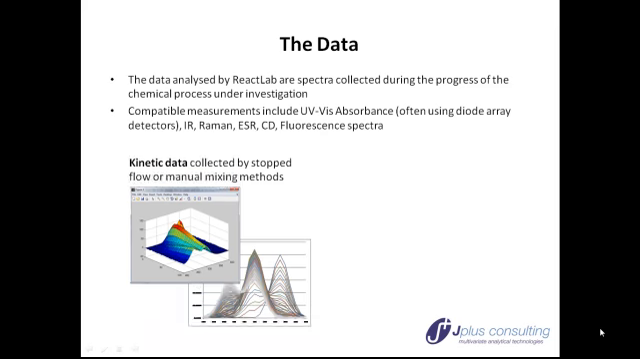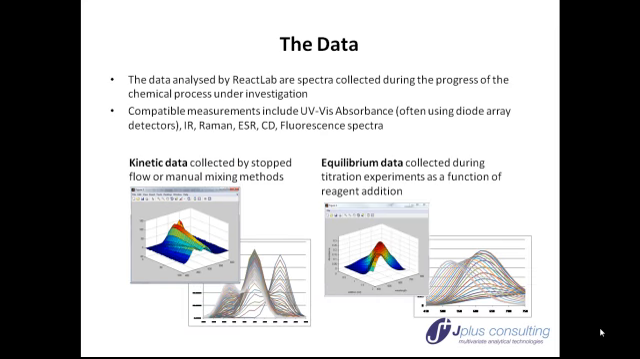Here we see examples of kinetic absorption spectra and equilibrium titration spectra as they appear in the ReactLab GUI. Note that ReactLab is able to analyze a wide range of data types, including UV-visible absorbance, infrared, Raman, ESR, CD, and fluorescence. It is particularly suited for dealing with data from modern PDA or CCD detector-based instruments.